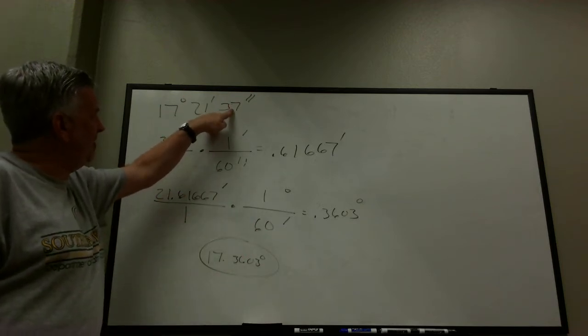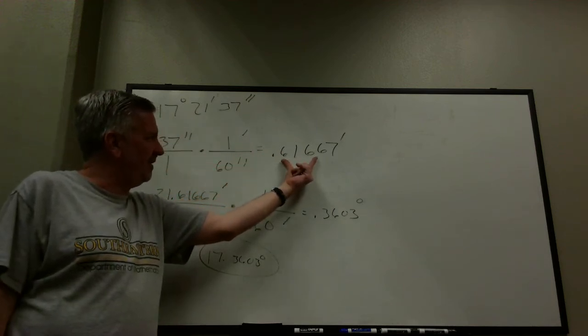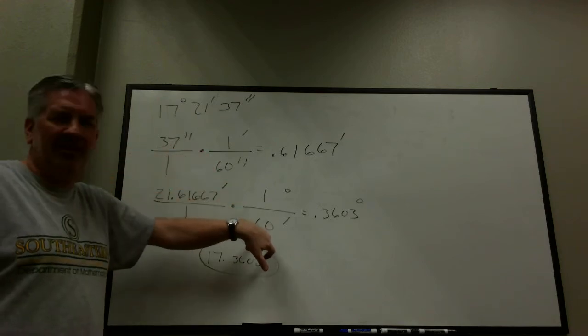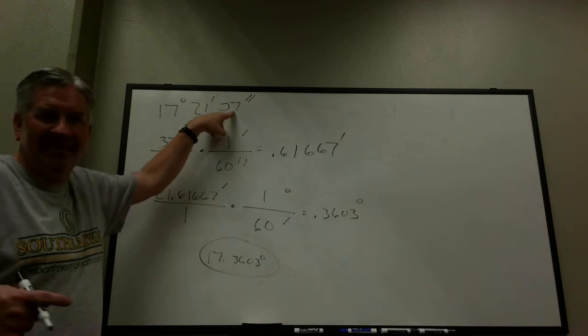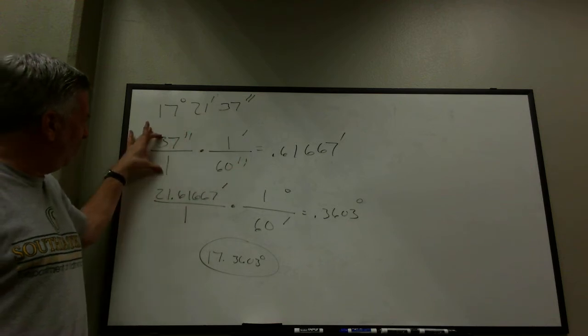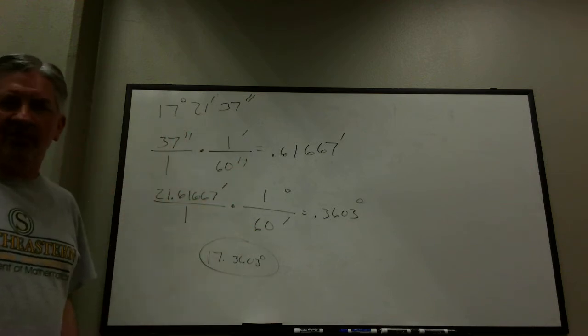I had the seconds here, the 37, I divided by 60, and I got the 0.61667. But then, I know I added something to it, but that 0.61667 got divided by 60 again. So I divided the 37 seconds by 60 twice. Now what about the 21 minutes? That was not involved here, but there's the 21. The 21 got divided by 60 once, okay?